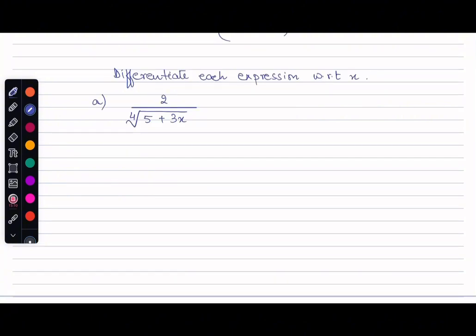Differentiate each expression with respect to x. Part A, it's 2 divided by the fourth root of 5 plus 3x. Now again, it's a composite function. And for this composite function, I can simply say that this can be expressed as 2 divided by (5 plus 3x) to the power 1 by 4, meaning I can take this to the numerator saying it's 2 times (5 plus 3x), and this power becomes negative 1 by 4 here.